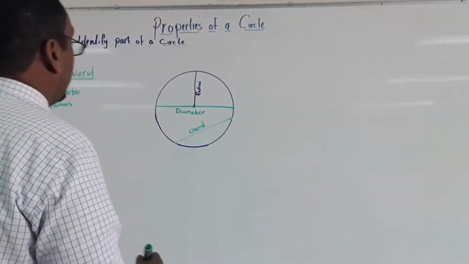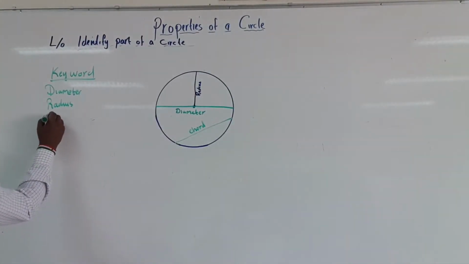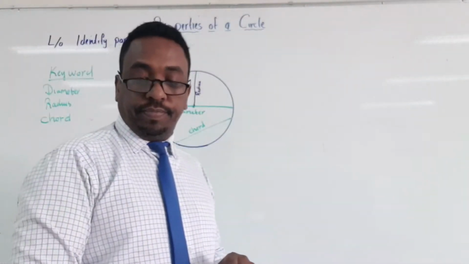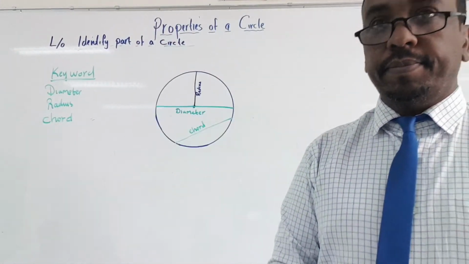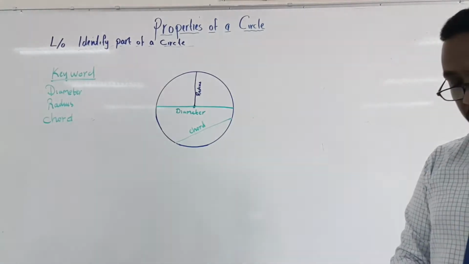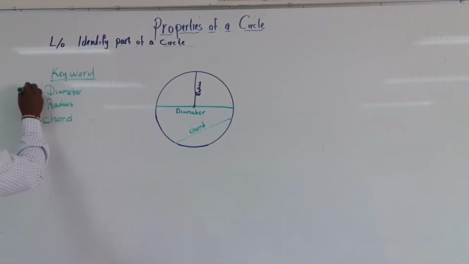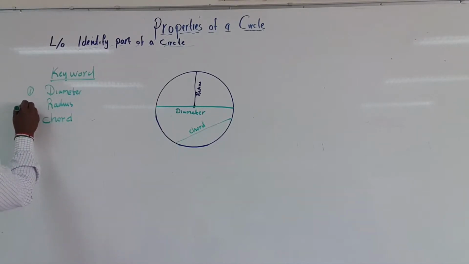So that's the third one we are going to learn today. Chord. Right, so this is the chord. Does that make sense? Good. So so far we have three new keywords. We have the diameter, we have the radius, and we have the chord.